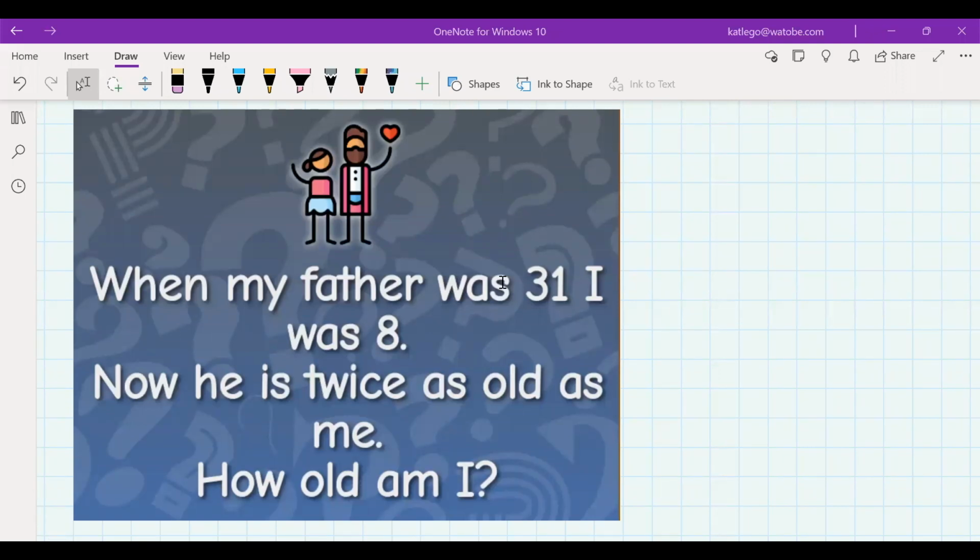I didn't get the answer, but I just want to try. I think obviously you have to work out how old the dad was when the child was born. So 31 minus 8 is 23. And then since it says the dad is twice as old as he, no, never mind, ma'am.